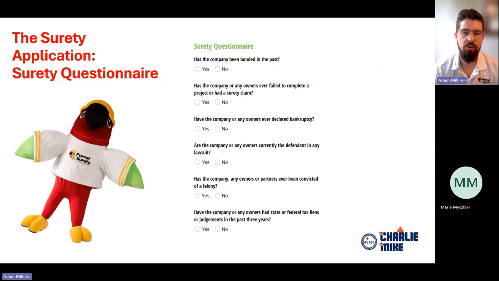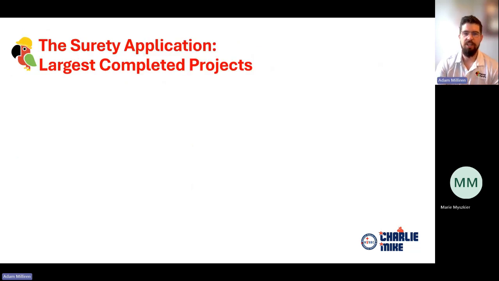If there's questions missing from the application that a particular surety wants to know, that'll be a question that comes back prior to the quote. They might ask a few follow-up questions depending on where you got your application. This is the agency application, so it might be missing some stuff that some of the sureties actually want to know.